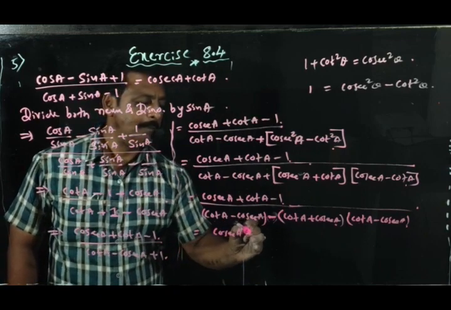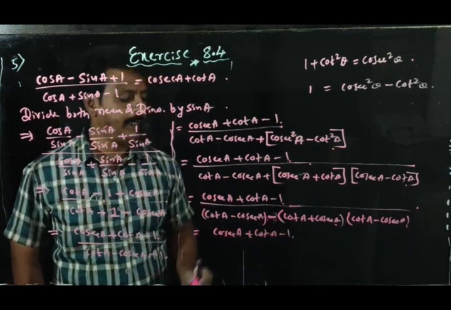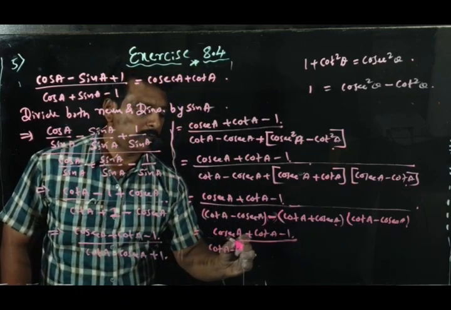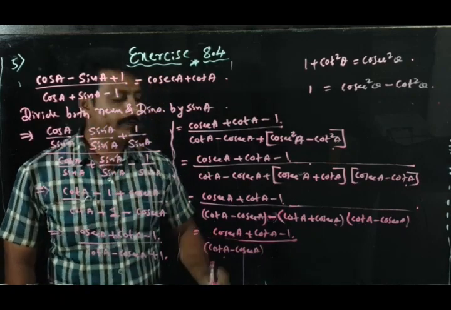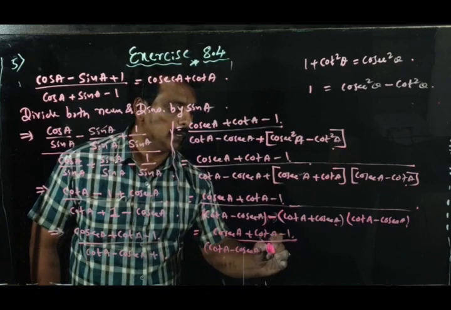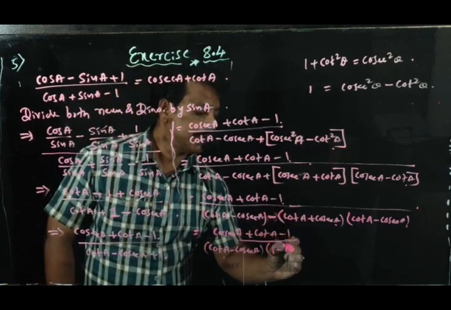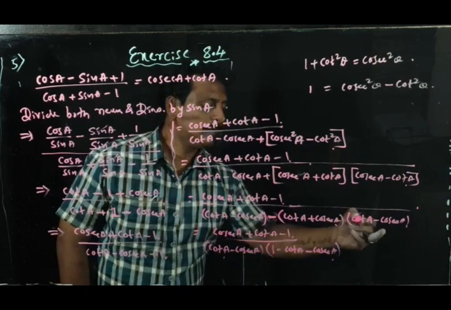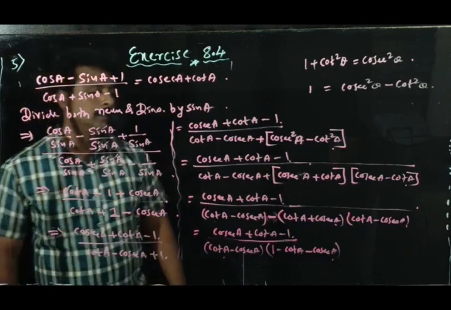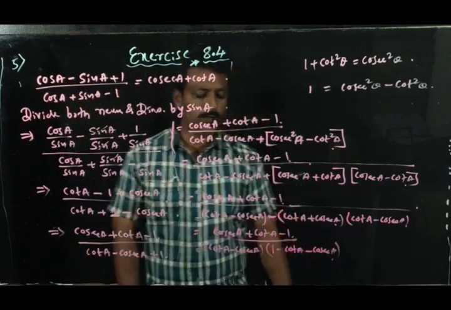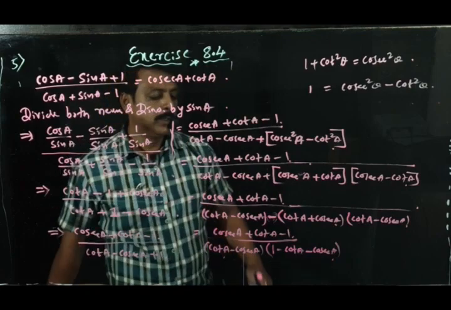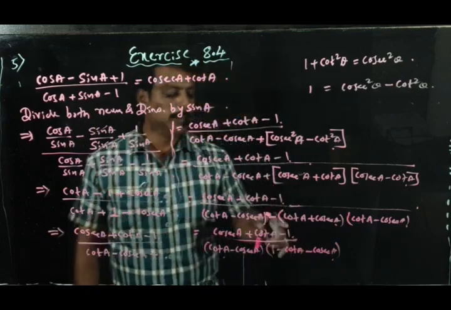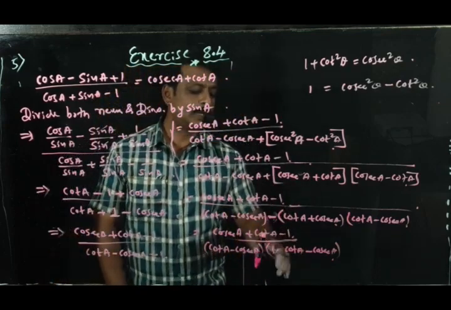Cosec A plus cot A minus 1 in numerator, whole divided by, I am taking common as cot A minus cosec A as a common. If you take this one as a common, what you will get? You will get 1 minus cot A minus into plus minus cosec A. This already we have taken as a common. Now all of you observe here what mistakes we have done. Cosec A is here, cosec A is here, cot A is here, cot A is here, but here we have a minus 1, so here we have a plus 1.